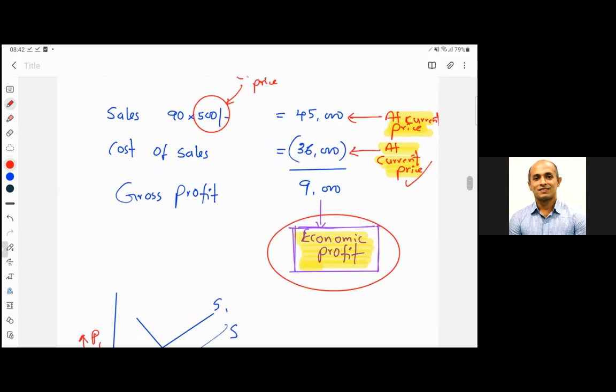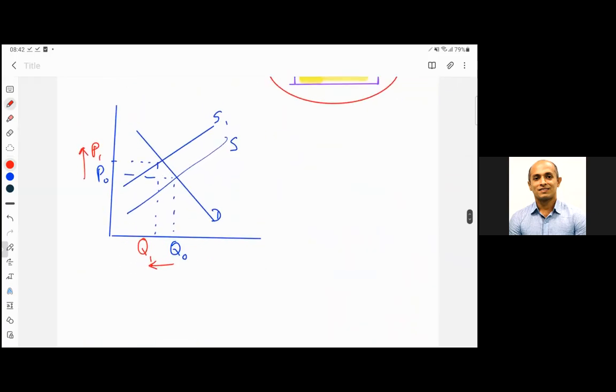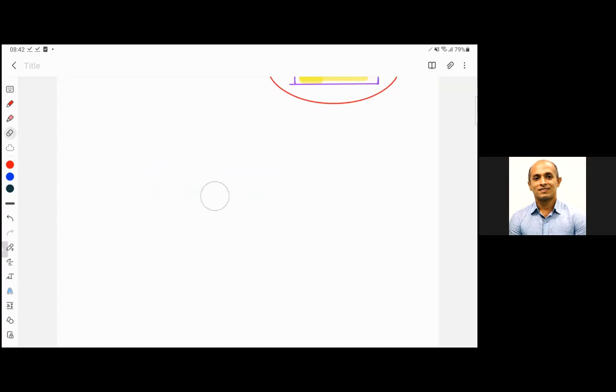Right. Now let's see the inventory value.